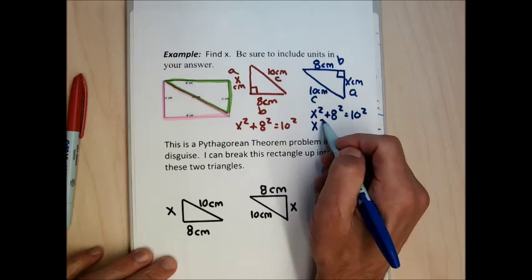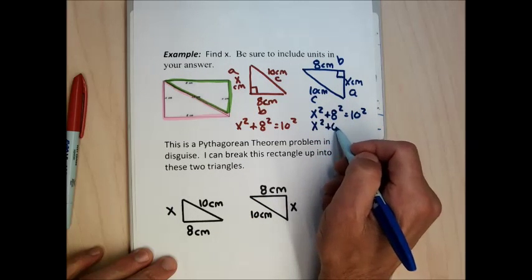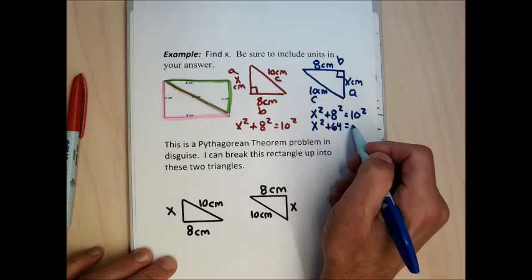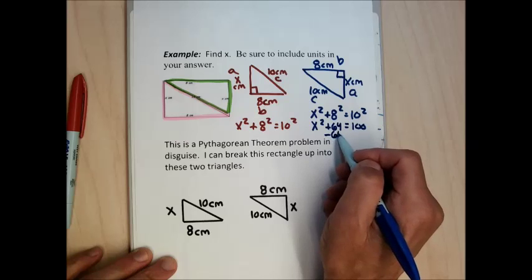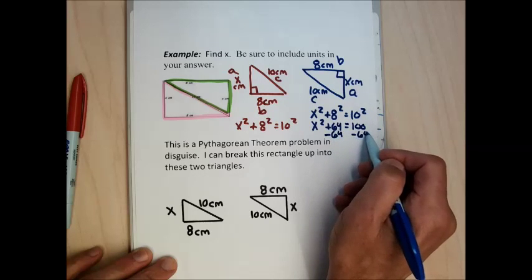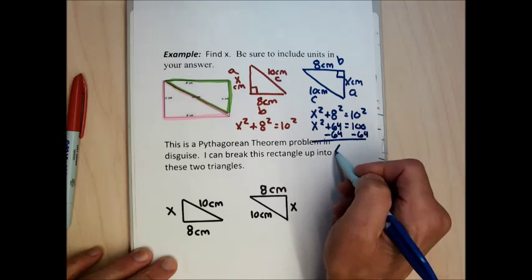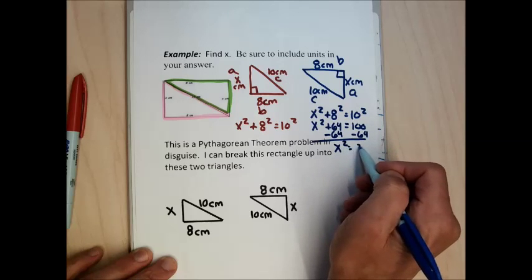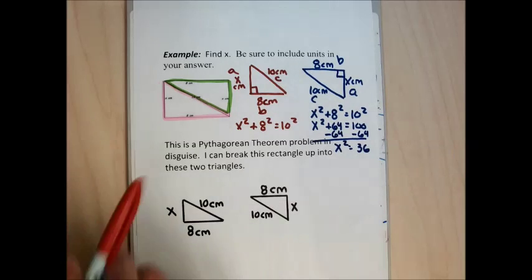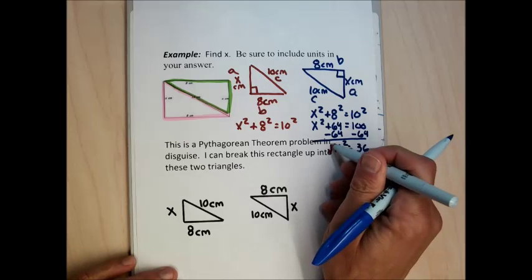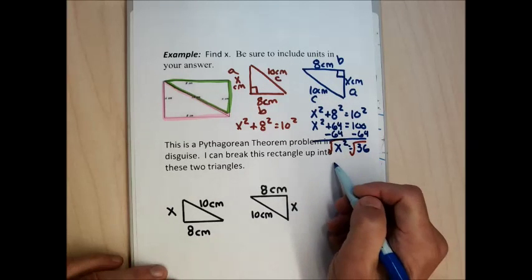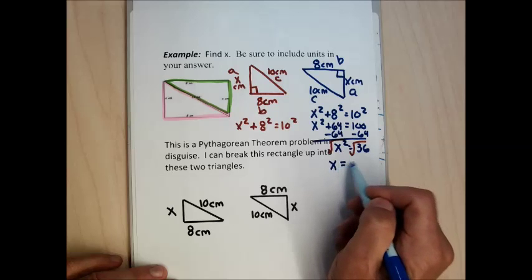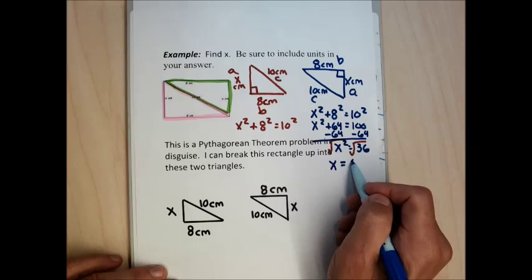So I can go x squared plus 8 squared. 8 squared is 64, equals 10 squared. 10 squared is 100. Isolate the x squared term by minusing 64 from both sides. This will give me x squared equals 36. Once I have the x squared isolated in the Pythagorean theorem, you square root both sides. On the left-hand side, the square root of x squared is just x. On the right-hand side, the square root of 36 is 6.